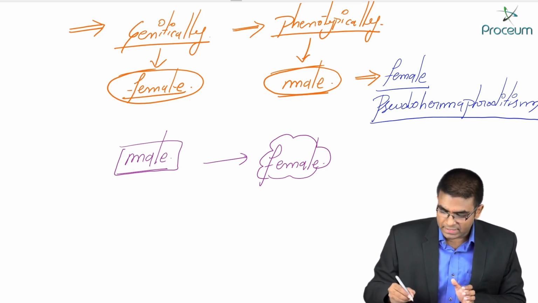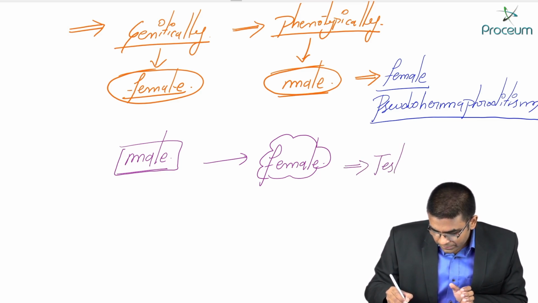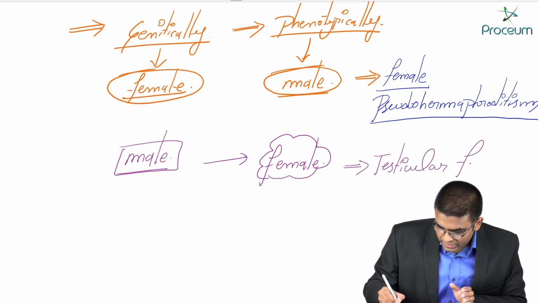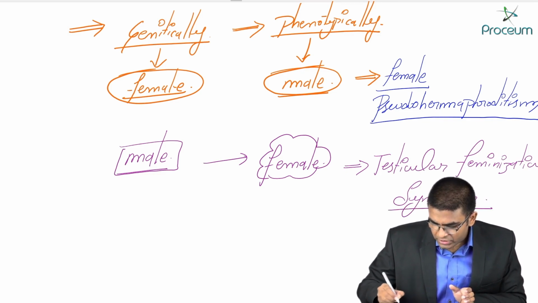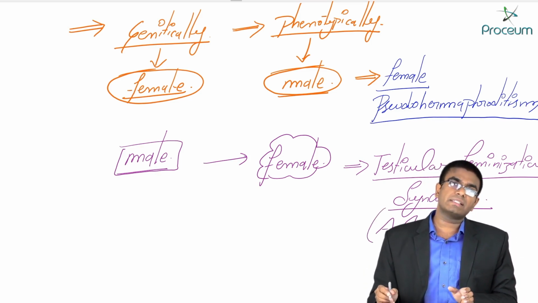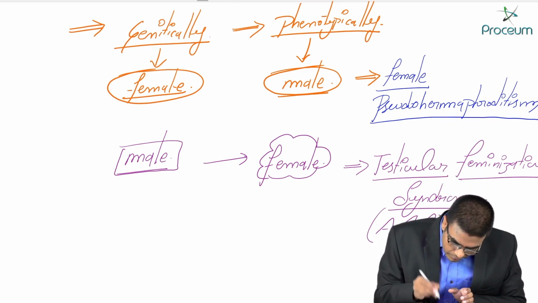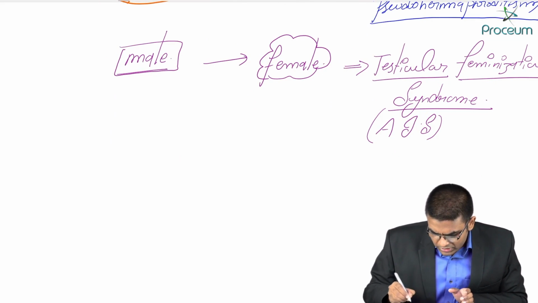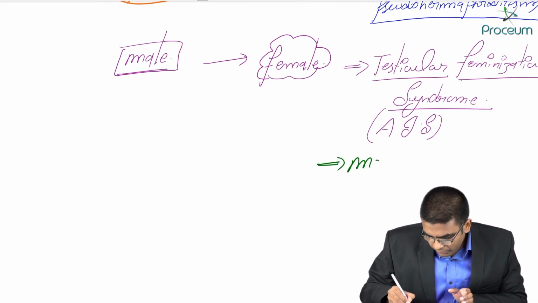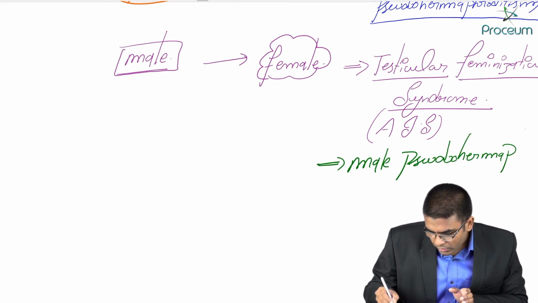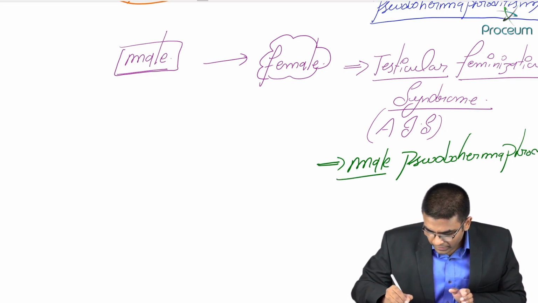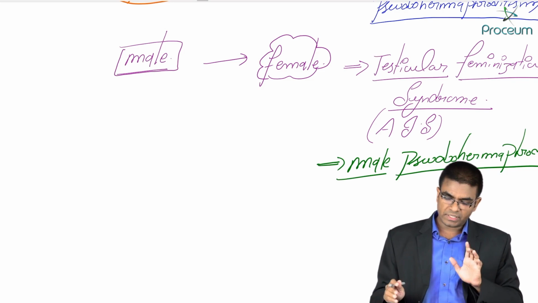What is an example? Yes, if you are saying testicular feminization syndrome, also known as androgen insensitivity syndrome. So this androgen insensitivity syndrome is an example of male pseudohermaphroditism. Let me write it for you here. Okay, so male pseudohermaphroditism. Okay guys, please keep that point in mind.